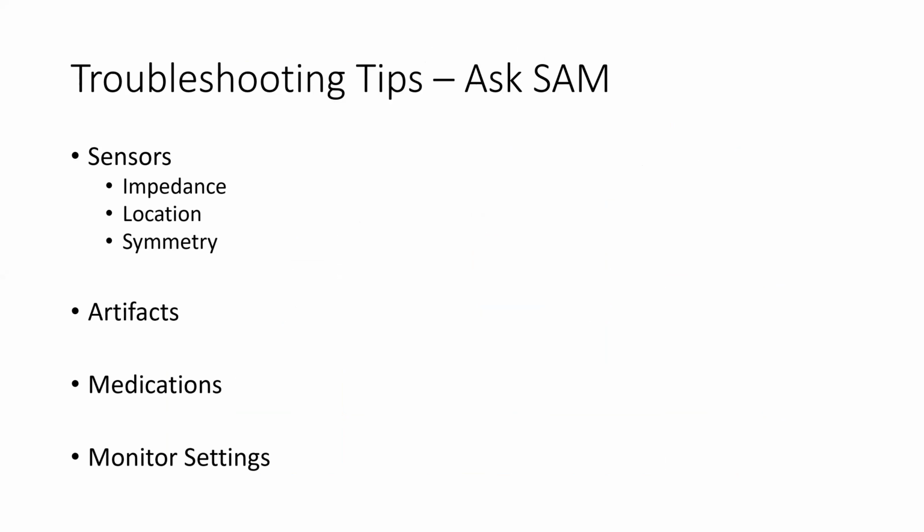So these are the four things that, no matter what, if you have issues with your aEEG and it's just not quite lining up with what you would expect for that baby, or it's not giving you the information you were hoping for, are the things I would look at in sequential order. Remember SAM: sensors, artifacts, meds, and your monitor. Those are the four things I would troubleshoot.